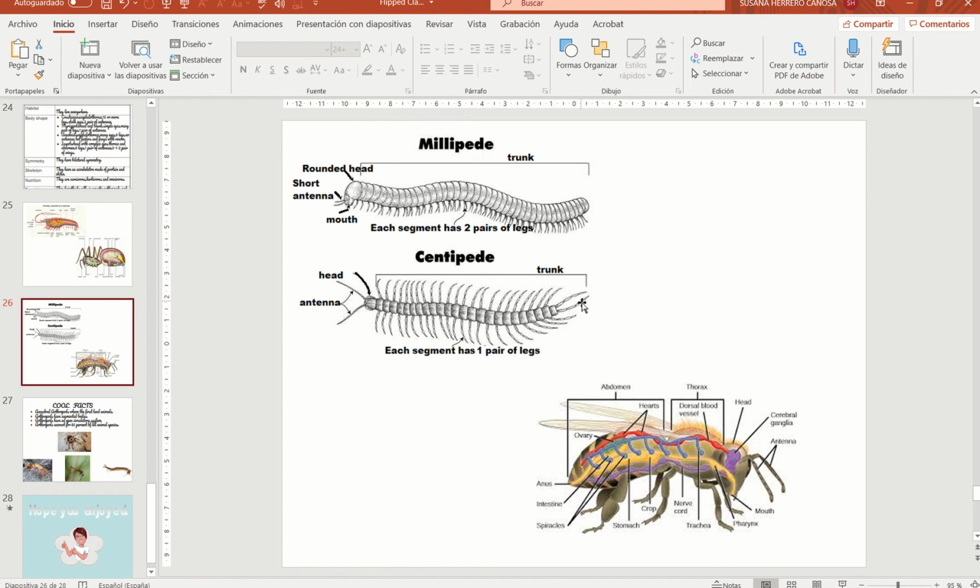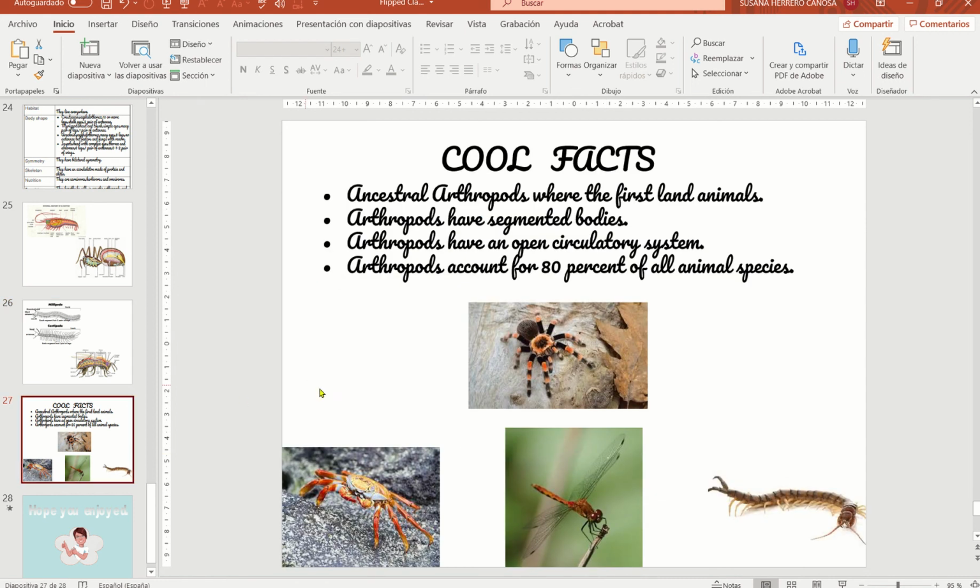You sometimes have this kind of special appendages at the very end. And if we are talking about insects, remember that insects sometimes have no wings, sometimes only one pair of wings, and sometimes they have two pairs. Cool facts, the ones that you can look up.